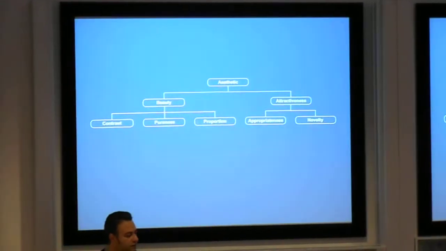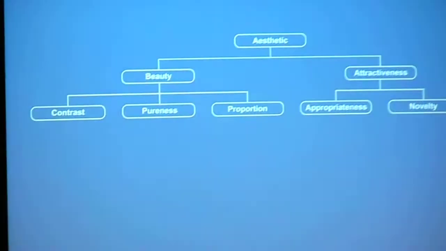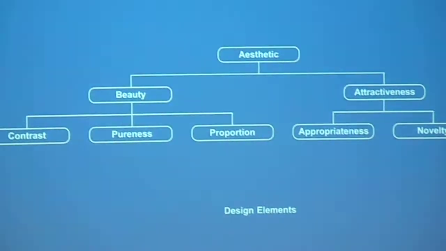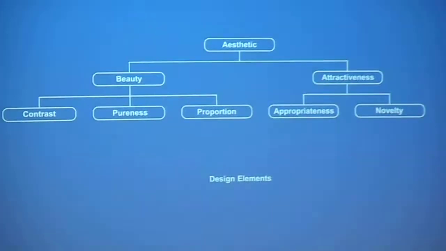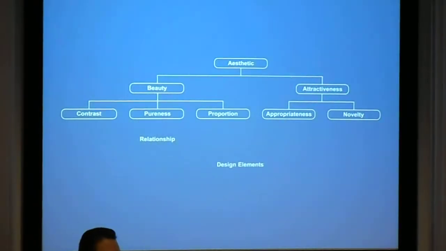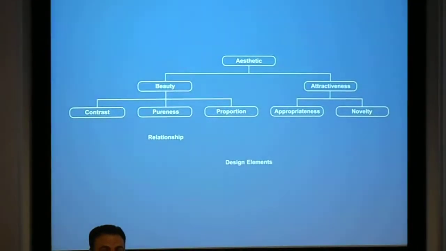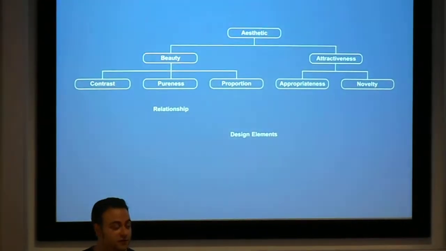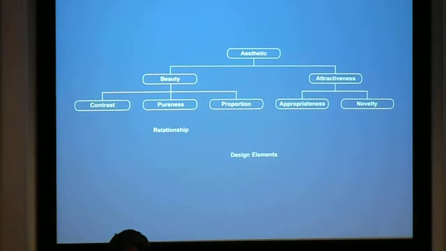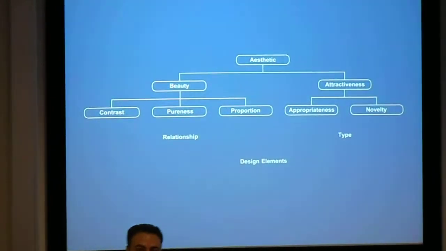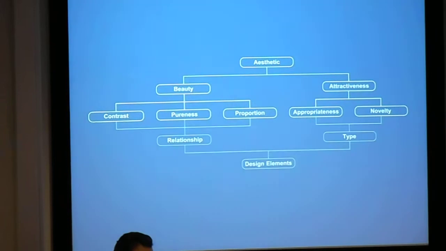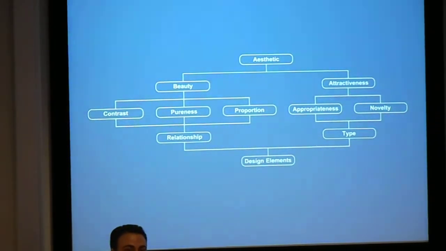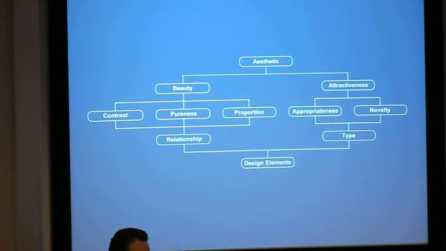So when we want to design a product, we use design elements. So in order to know the relationship between the elements, we can use the qualities of beauty. And in order to know what type of design elements we should use, we can use the qualities of attractiveness. So this is how design elements are linked to the aesthetic quality.